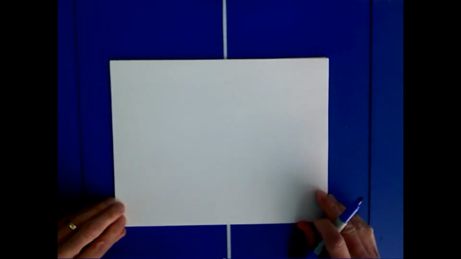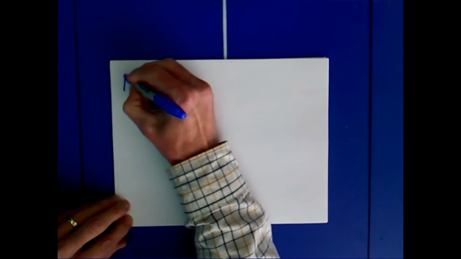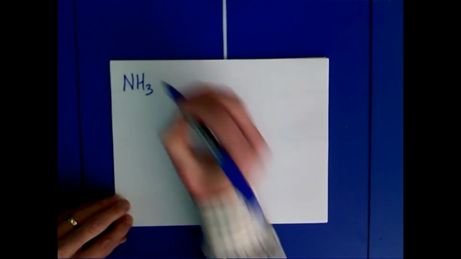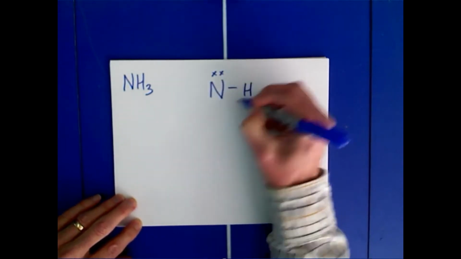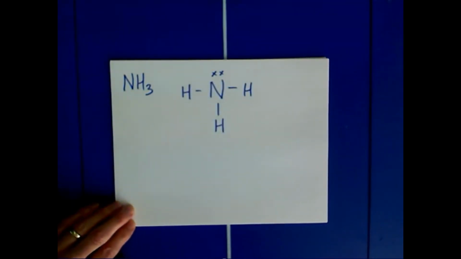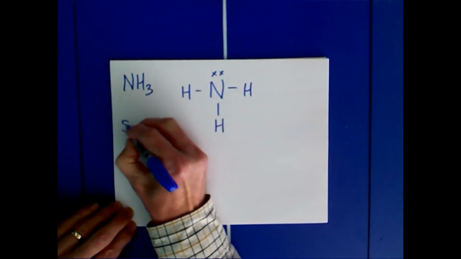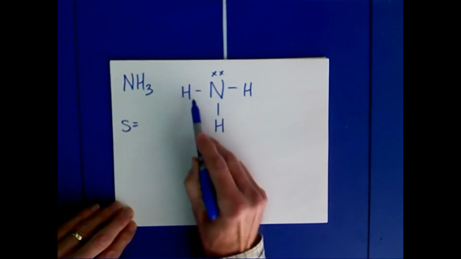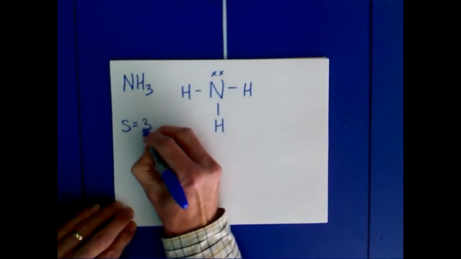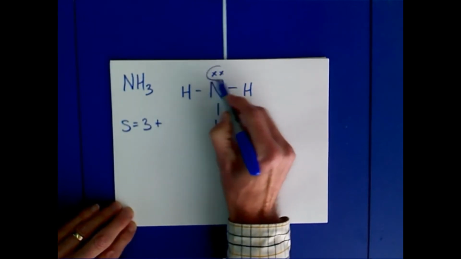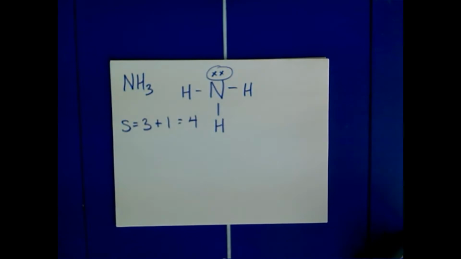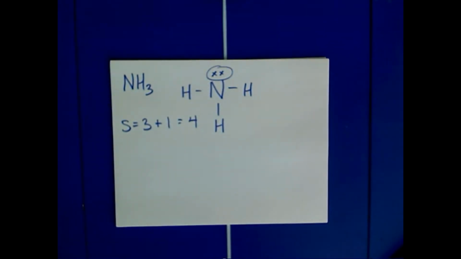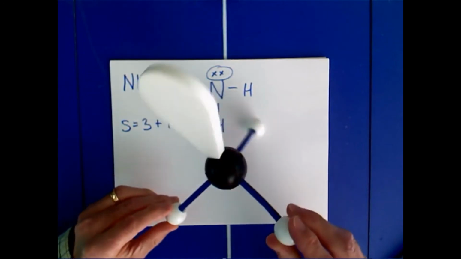Other possibilities exist. Let's consider ammonia. For ammonia, the Lewis structure looks like this. And if we were to determine the steric number for ammonia, we're going to take the number of atoms attached, which is 3. We're going to add in the number of lone pairs, which is 1, giving us a steric number of 4. In this case, the resulting molecule and lone pairs look something like this.